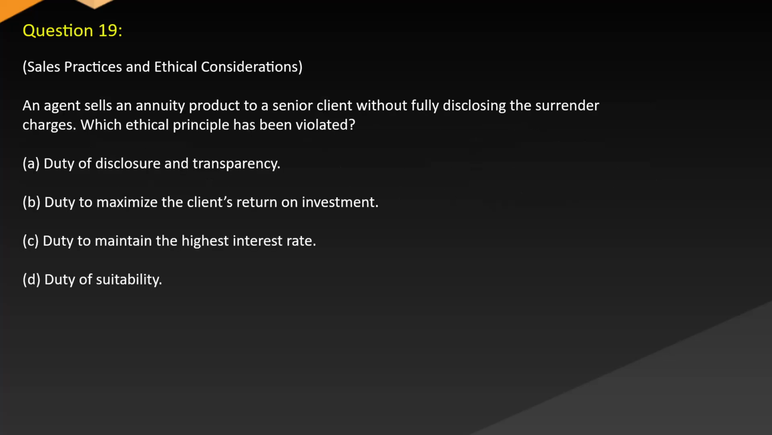Sales practices and ethical considerations. An agent sells an annuity product to a senior client without fully disclosing the surrender charges. Which ethical principle has been violated? A. Duty of disclosure and transparency. B. Duty to maximize the client's return on investment. C. Duty to maintain the highest interest rate. D. Duty of suitability.